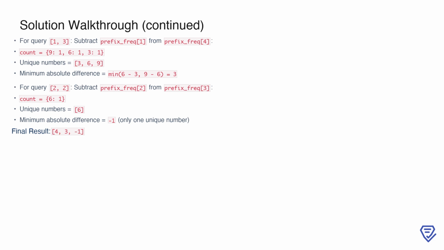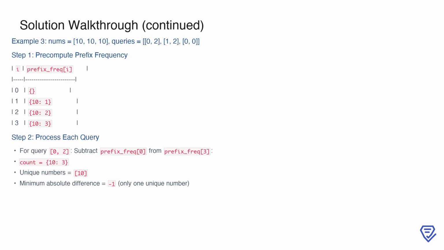For the query 2, 2, we subtract prefix_frequency[2] from prefix_frequency[3], resulting in 6, 1. Since there is only one unique number in this range, the minimum absolute difference is -1, which indicates that the calculation is not possible with just one number. The final result for these queries is 4, 3, -1.